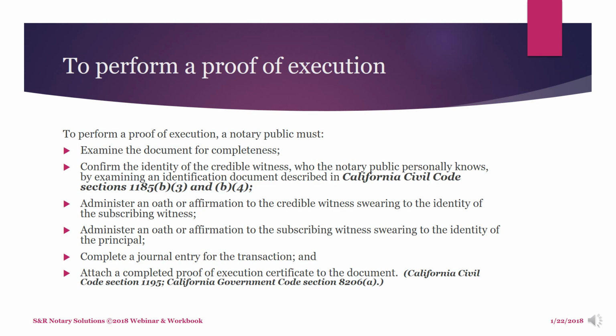To perform a proof of execution, a notary public must examine the document for completeness, confirm the identity of the credible witness, who the notary public personally knows, by examining an identification document described in the California Civil Code sections 1185(b)(3) and (b)(4), administer an oath or affirmation to the credible witness swearing to the identity of the subscribing witness, administer an oath or affirmation to the subscribing witness swearing to the identity of the principal, and then complete a journal entry for the transaction and attach a completed proof of execution certificate to the document.